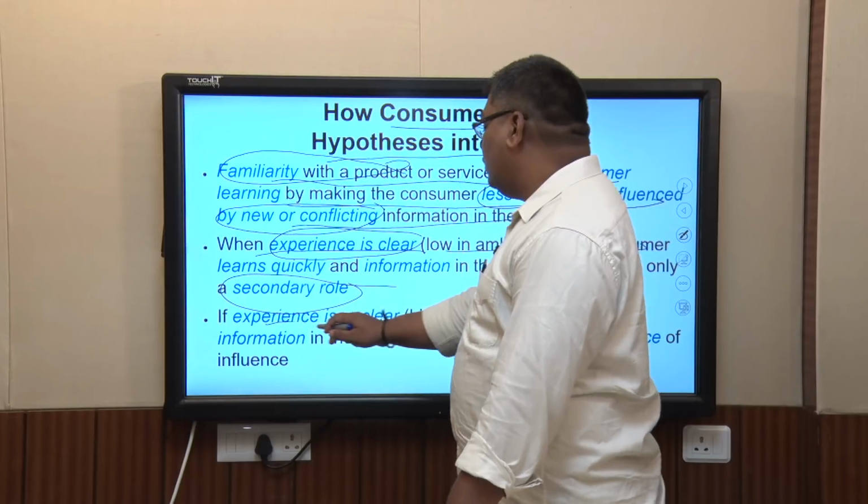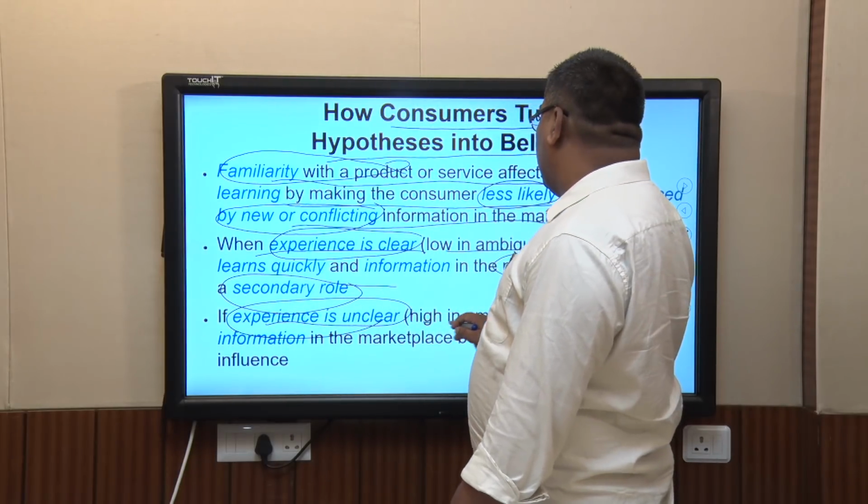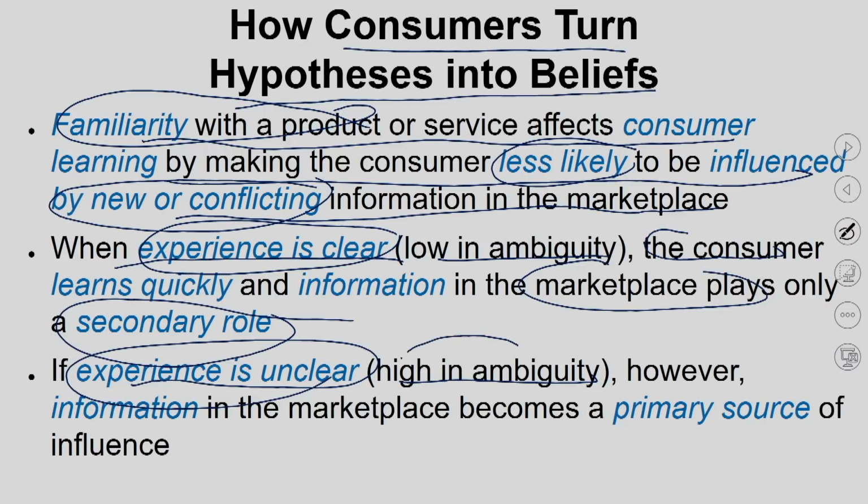But when you do not have any experience about the product, if your product experience is unclear and high in ambiguity, if you do not have any information about the product, you are not an expert on it, what happens in those cases is that the marketplace information becomes the primary source of information, and in this case it is very easy to influence you.